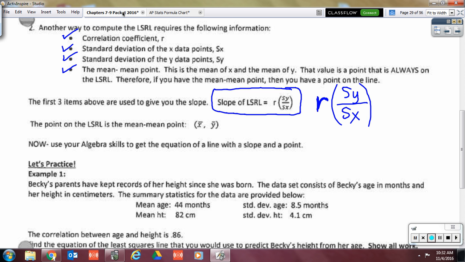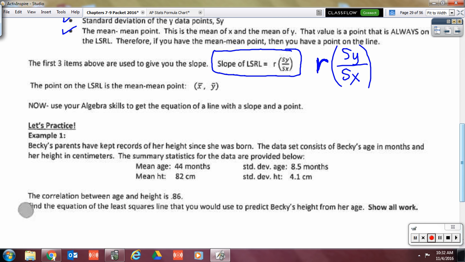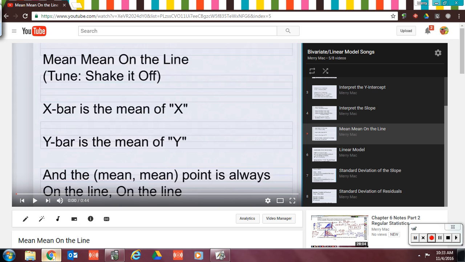All right, now, after you do that, you have the slope, and then you need a point on the line. Well, the mean of x and the mean of y, the average in the x direction and the average in the y direction, is always going to be a point on the line. In fact, I have a little ditty to remind you of that. It's kind of a coffee house version of Shake It Off instead of the regular old pop version, but here's this one.